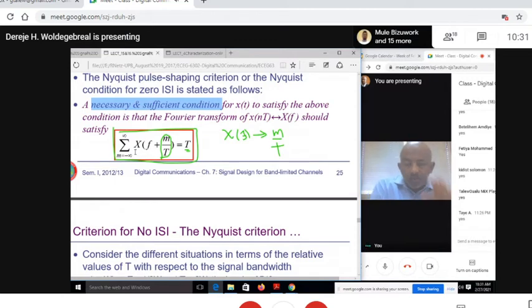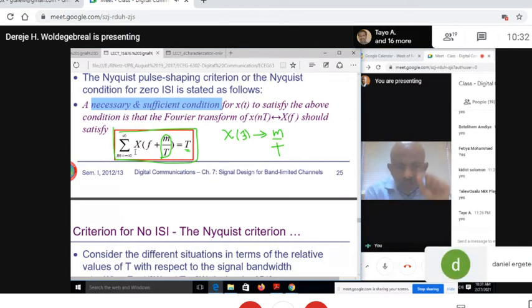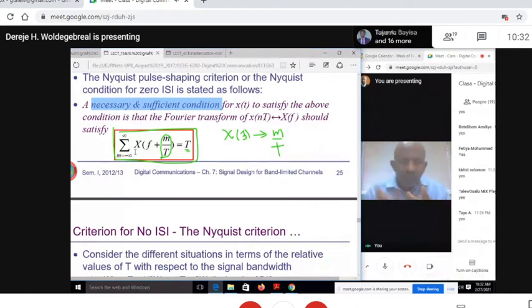What is m over T? Of course, T is the symbol interval. Capital T is the symbol interval.